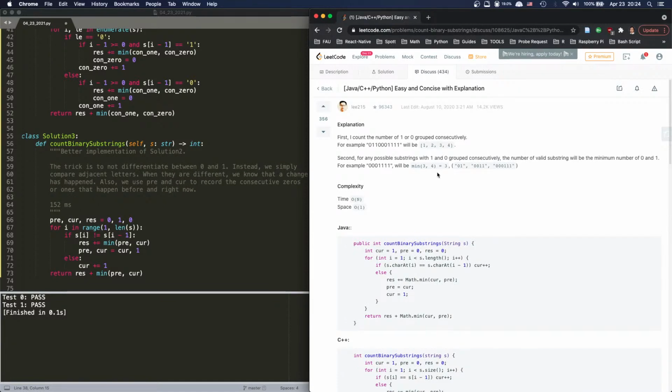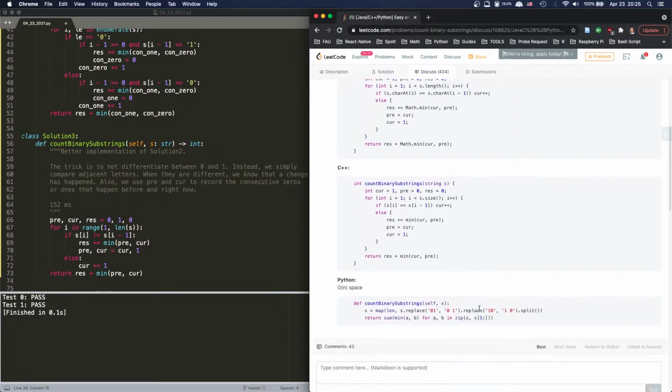I wonder if Python has a way to count the number of 1s and 0s grouped consecutively. Second, any possible substring grouped consecutively, where the number of values will be the minimum. Yeah, I wonder if Python has any. Holy moly, what is this? Prepare to be mind blown. Okay. Oh shit, it's a map.